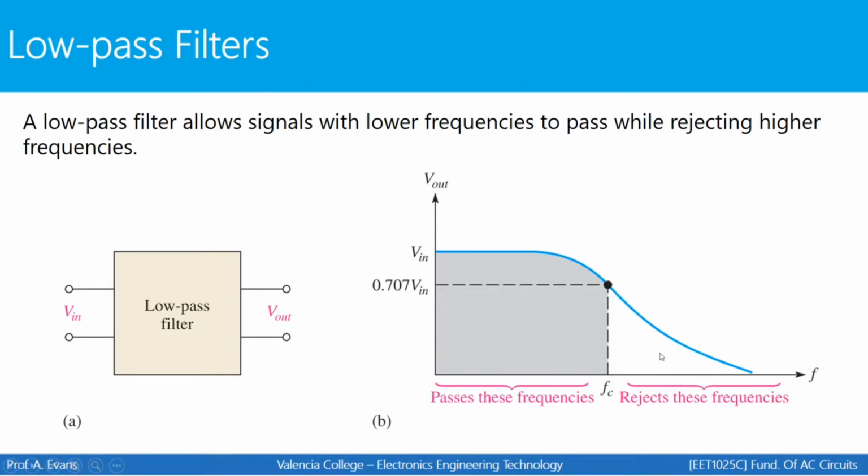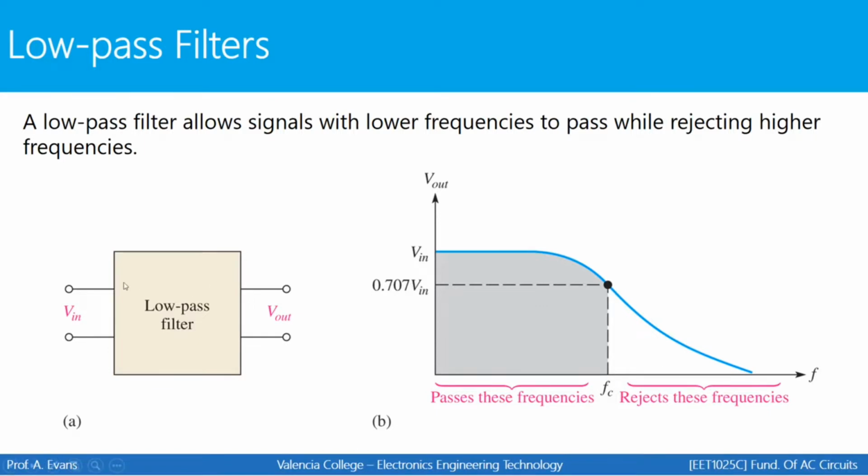With a low-pass filter, when we say that the signal passes, what we're actually looking for is the output voltage measured. When a signal passes, the input voltage and the output voltage will be very, very close in value. At a minimum, a signal that will pass will have an input voltage of a certain value, and the output voltage will be 0.707 times the input voltage. So 0.707 times the input voltage or higher represents a signal that is passing.